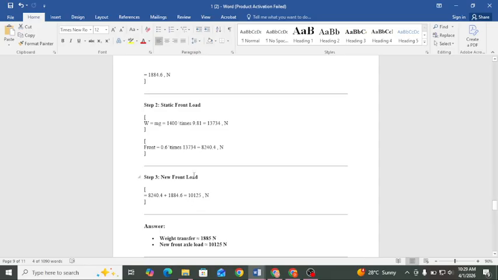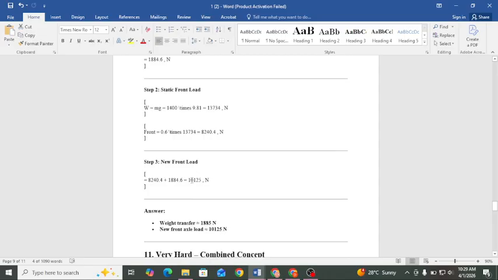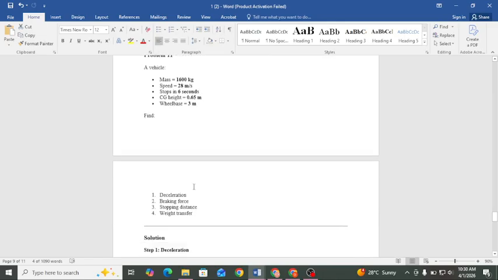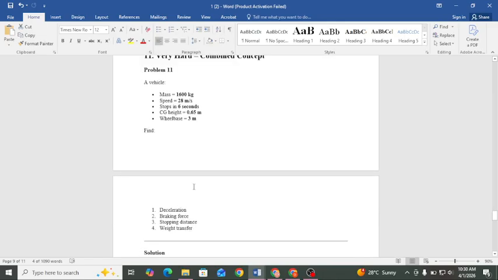8,240.40 Newton. The next step 3 is the new front load, equal to 8,240.40 plus 1,884.6. Its total value is 10,125 Newton.